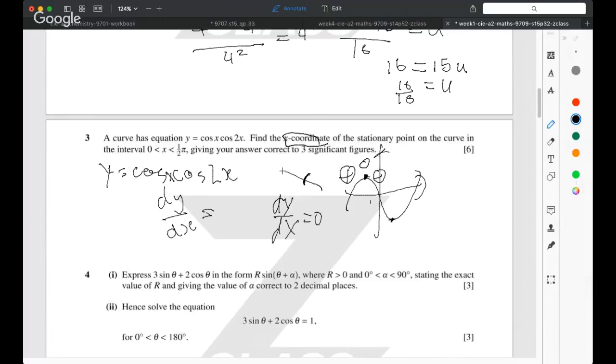So to find the stationary points, you need to find where the differentiation of the function is equal to 0. So then it's just to differentiate the cos. Maybe you want to start a new page.